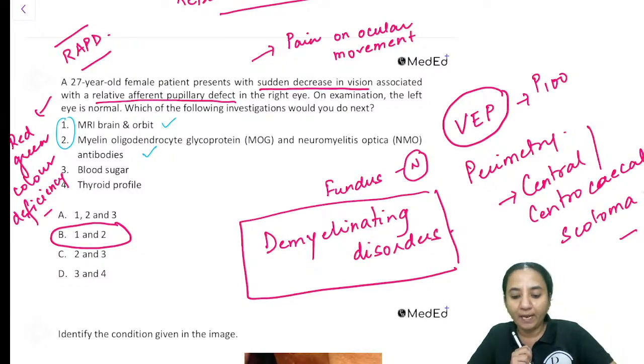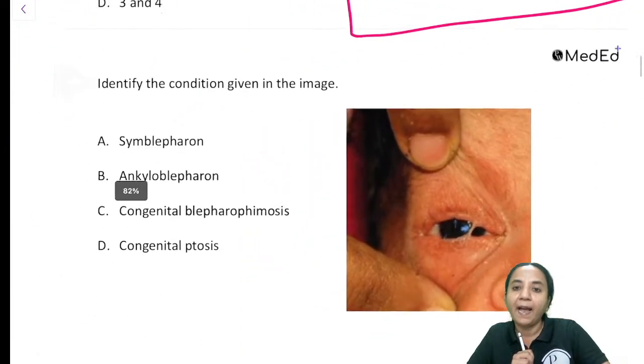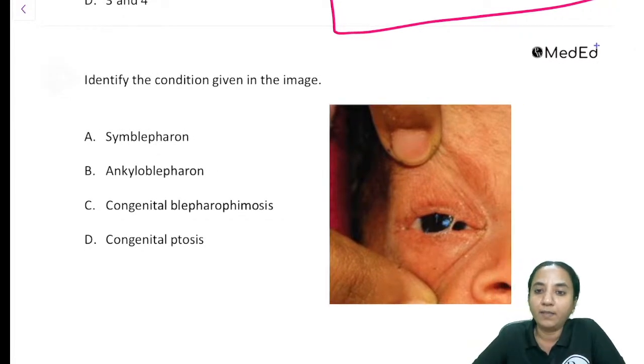Right? Shall we go to the next question? The next question is this. Identify the condition that's given in this image. So let's have a look at this image. What do we see in the image?